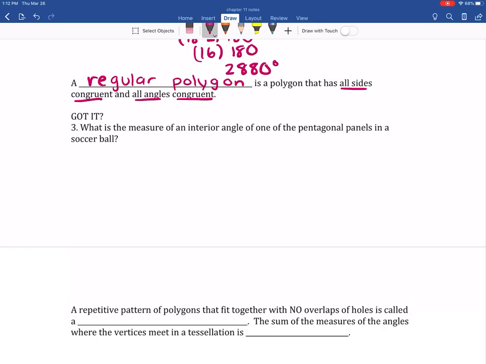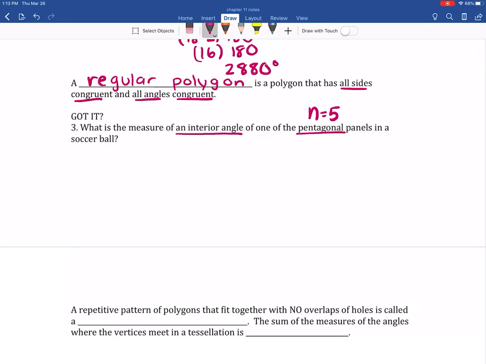Let's try another problem. What is the measure of an interior angle of one of the pentagonal panels in a soccer ball? Well, first thing I notice, pentagonal means my number of sides is 5. All of the shapes on the soccer ball are regular. They're not all different sizes. That pattern repeats all the way around. So I'm looking for a regular pentagon in that all the sides and all the angles are going to be equal. I also notice that it doesn't say the sum of the interior angles. It wants one interior angle.